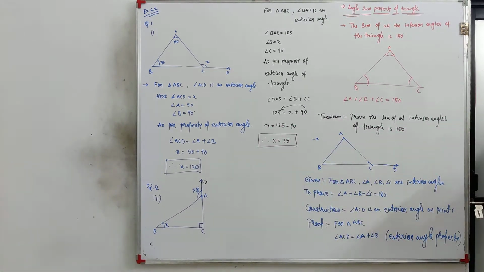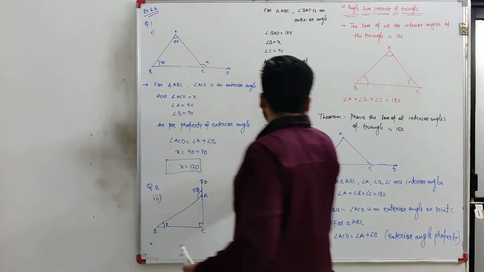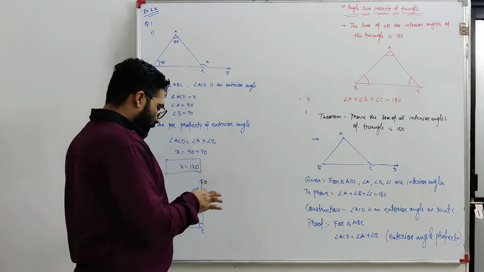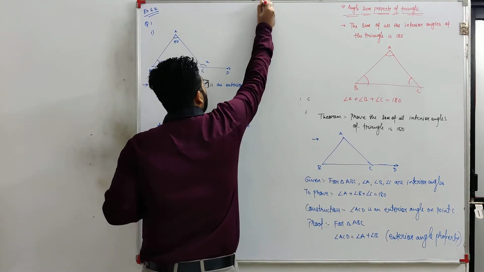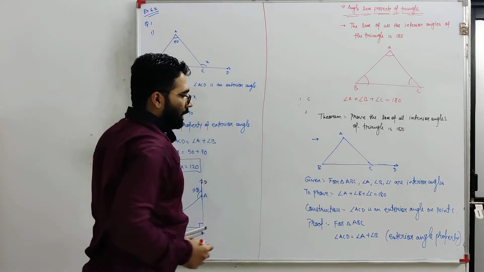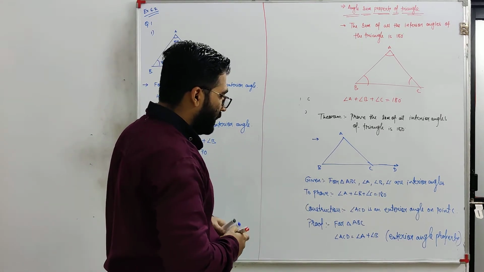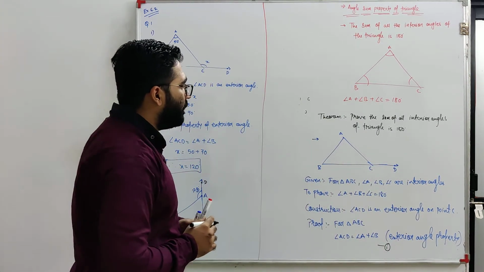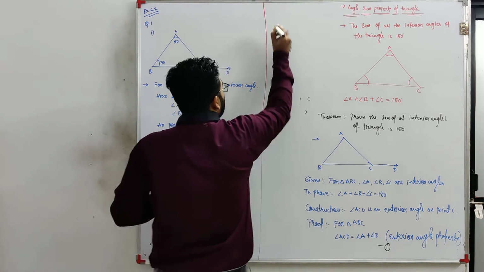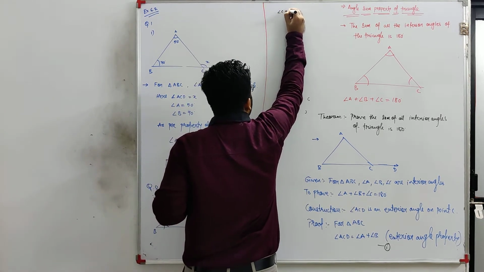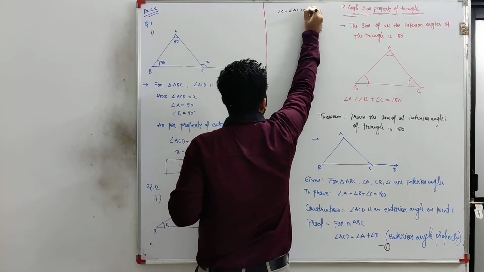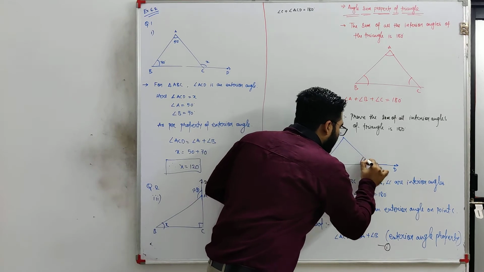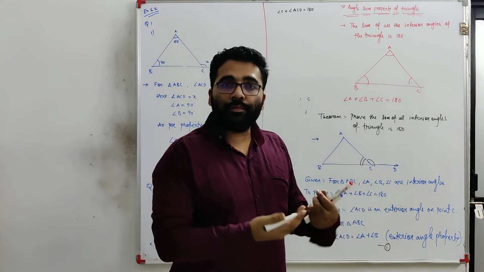This is my number 1, in which angle ACD equals angle A plus angle B. Now, what is the second part? The second part: angle C plus angle ACD is equal to 180 degree. When you observe this, angle C and angle ACD become 180 degree. Why? Due to the linear pair.